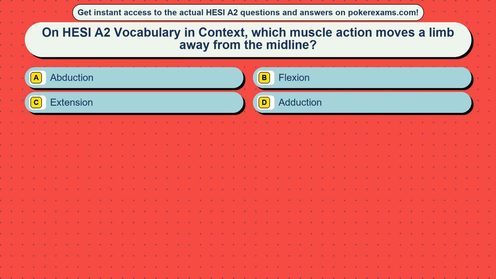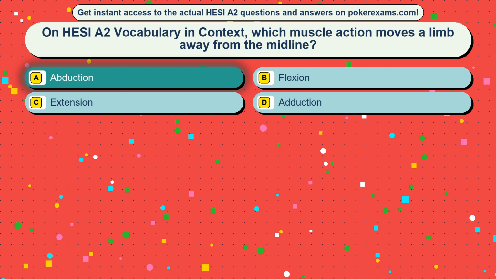Question 14. On HESI A2 vocabulary in context, which muscle action moves a limb away from the midline? Option A, abduction. Option B, flexion. Option C, extension. Option D, adduction. The correct answer is option A, abduction.